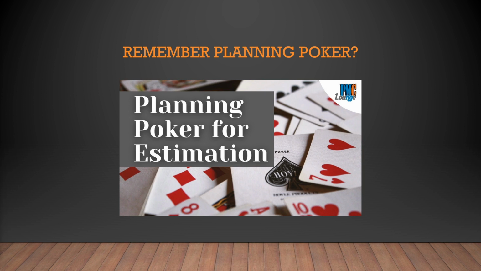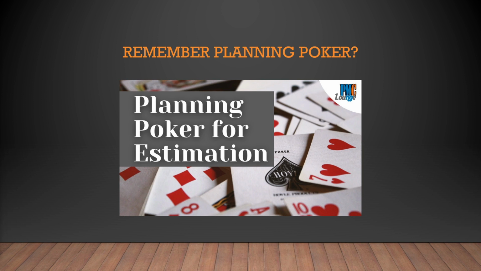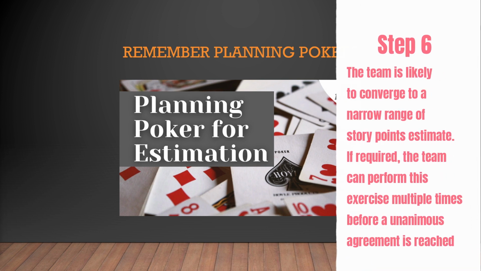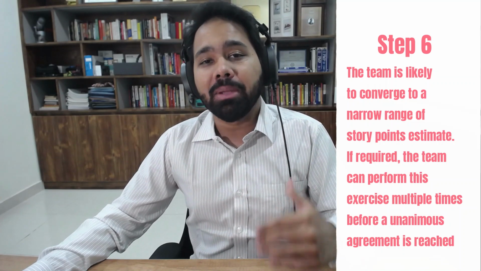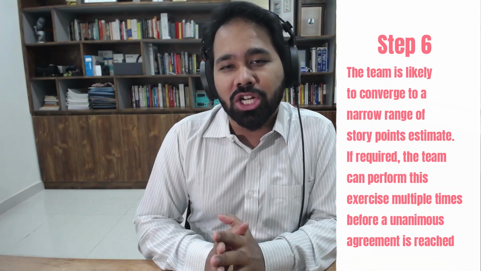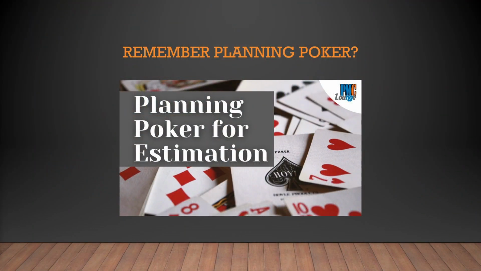Now, in step 5, the Scrum team members have explained their estimates in the previous step. And now in step 5, the team gets another chance to choose an estimation card. And in step 6, it is very likely that the team is going to converge to a narrow range of story points estimate. Now, if required, it is possible that all these 6 steps are repeated once again so that there is a unanimous decision on the story point estimate. So that is also possible when it comes to planning poker.